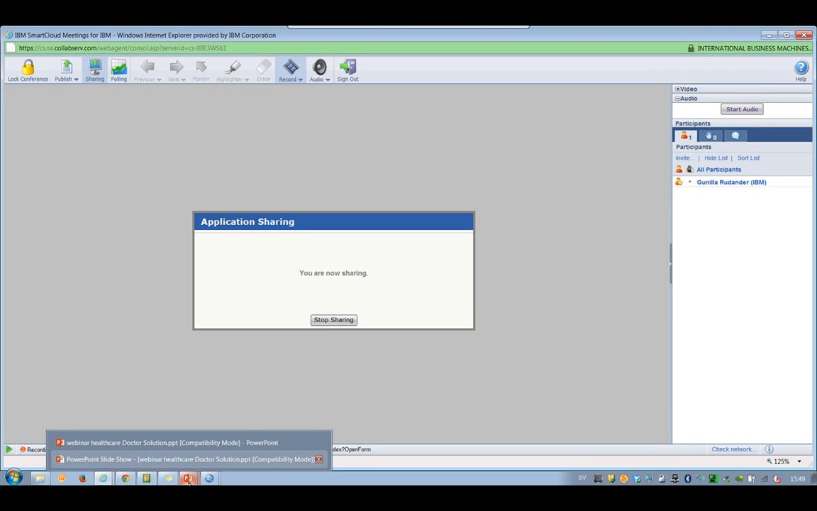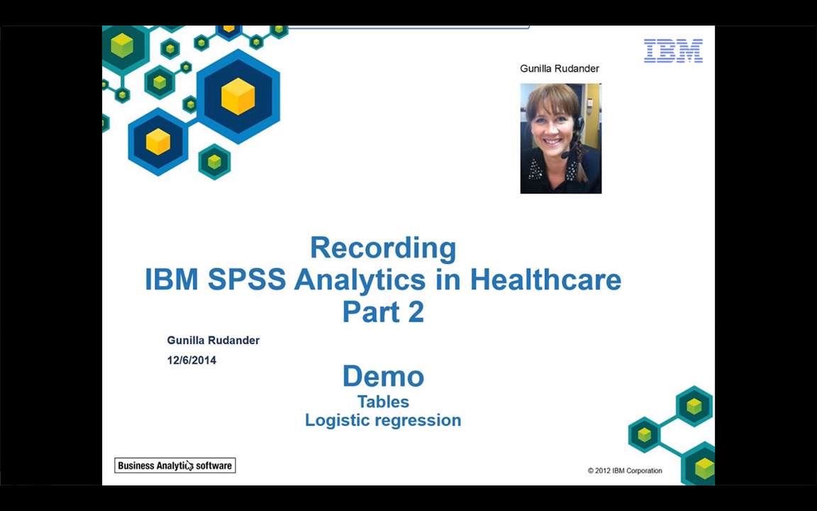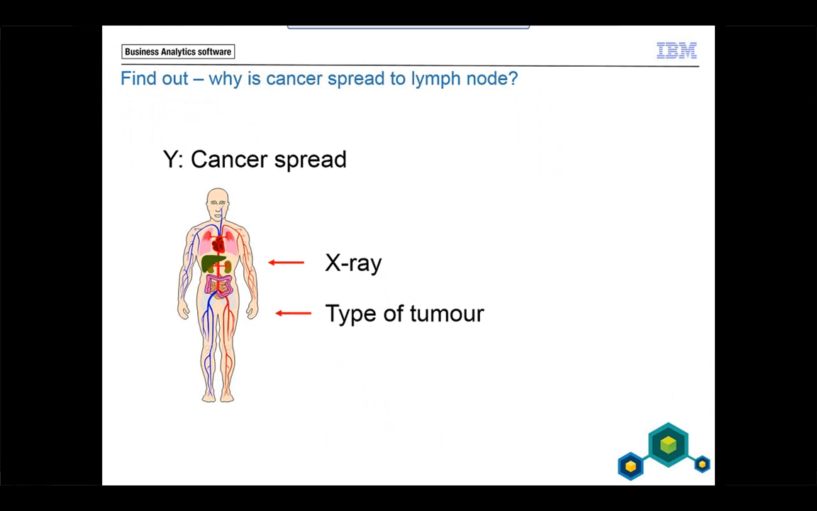Welcome back to part two in this recording about SPSS analytics in healthcare, and I'm going to do a demo now. I would like to find out why cancer spreads to lymph nodes in a very small data set of 53 patients, and I will try different variables like x-ray and type of tumor.